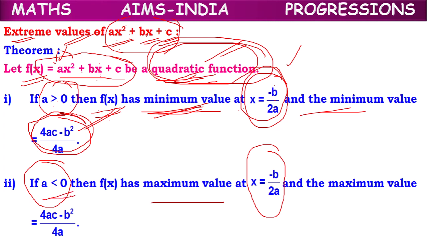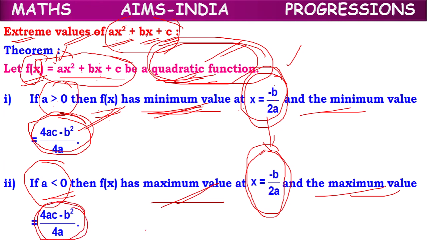Suppose if a is less than 0, then the quadratic function will have a maximum value at x equal to minus b by 2a, same value, and the value is 4ac minus b square by 4a. The x value is the same and the maximum and minimum values are the same, but whether the value is maximum or minimum depends on the value of a. If a is greater than 0, the function will have a minimum value. If a is less than 0, the function will have a maximum value.